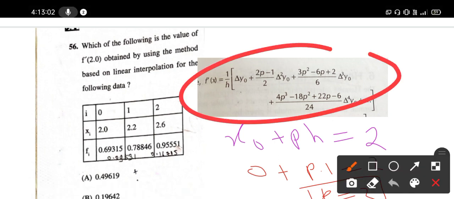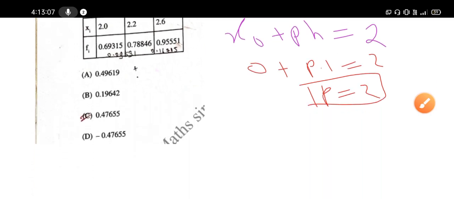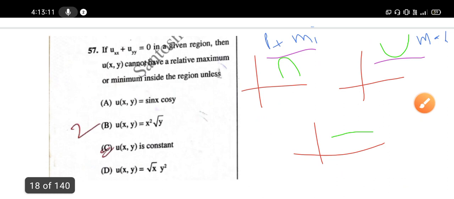Put it in the formula, p is equal to 2, and from this table you finally get answer C. Next question. If uxx plus uyy equals 0 in a given region, then u of x, y can't have a relative maximum or minimum inside the region unless it is a constant?